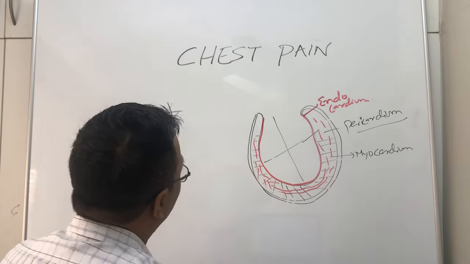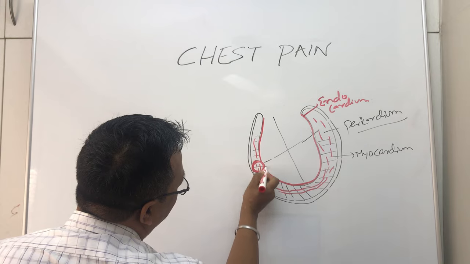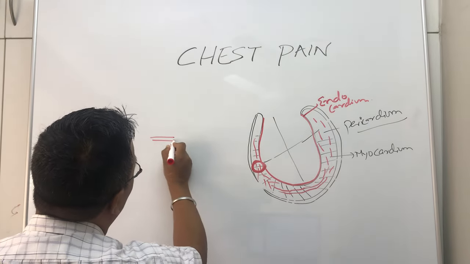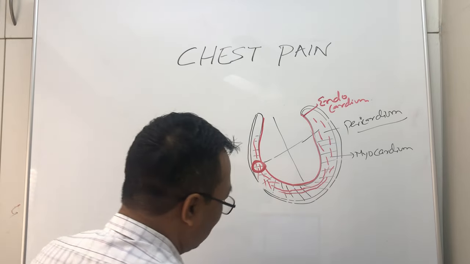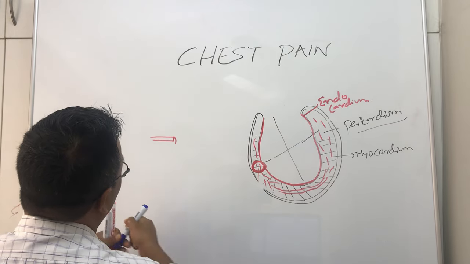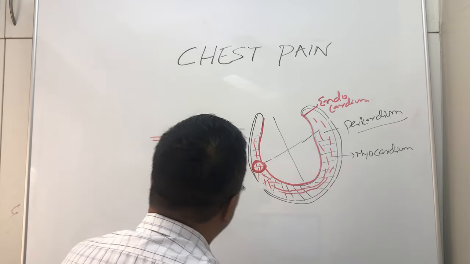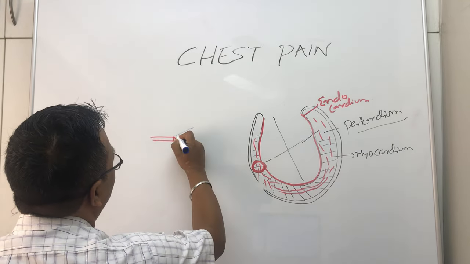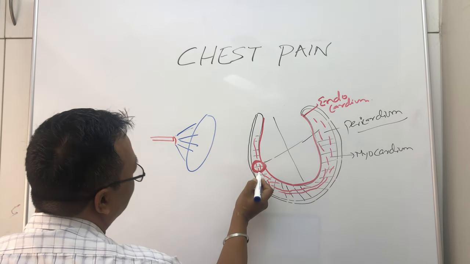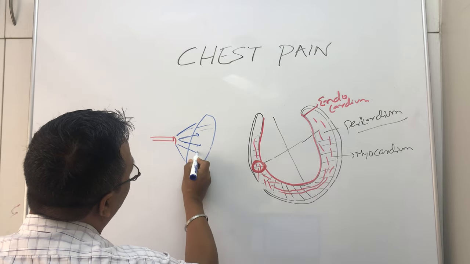So let's take one piece of heart tissue. Let's pick this portion of the tissue and zoom in. This is a blood vessel. This particular blood vessel is supplying blood to this much area of the myocardium.